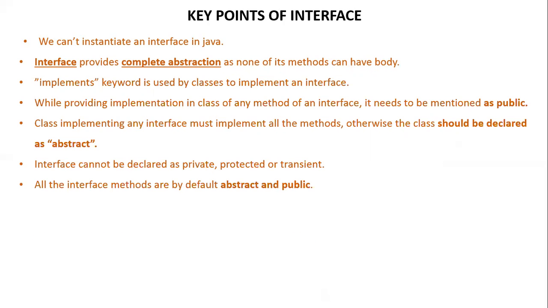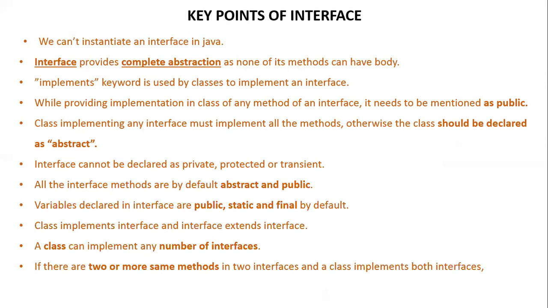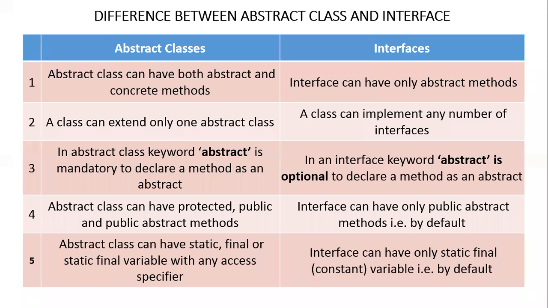All the interface methods are by default abstract and public. Variables declared in an interface are public, static, and final by default. A class implements an interface and an interface extends an interface. A class can implement any number of interfaces. If there are two or more same methods in two interfaces and a class implements both interfaces, then implementation of the method once is enough. And these are a few differences between abstract class and interfaces.